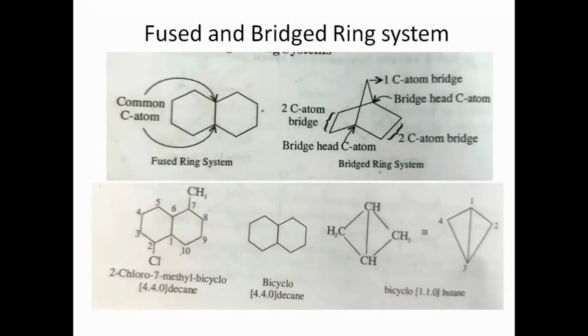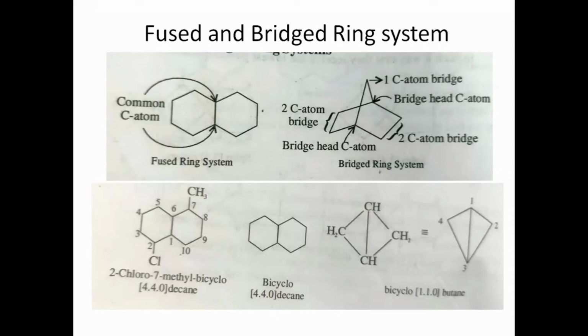So there are 1, 2, 3, 4 and 1, 2, 3, 4. 4 carbon atoms. So you will write it as 4.4. And in this fused and bridged ring system, we will write 0.0 for the bridgehead carbon atoms. Then the square bracket is complete. Now we will count the number of carbon atoms in the parent chain. So parent chain 1, 2, 3, 4.